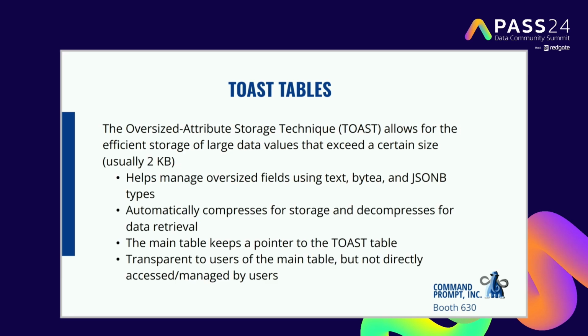Okay, toast tables. The oversized attribute storage technique, TOAST, allows for efficient storage of large data values that exceed a certain size, which is usually 2 kilobytes. Essentially what happens is that if your data in a column goes over the allotted size, again, 2 kilobytes for example, then it compresses the data down and sends it to the toast table for storage. And when you query the table, it will go retrieve that data and uncompact it to present it. Postgres does this transparently. You don't need to do anything. It knows how to do this itself.